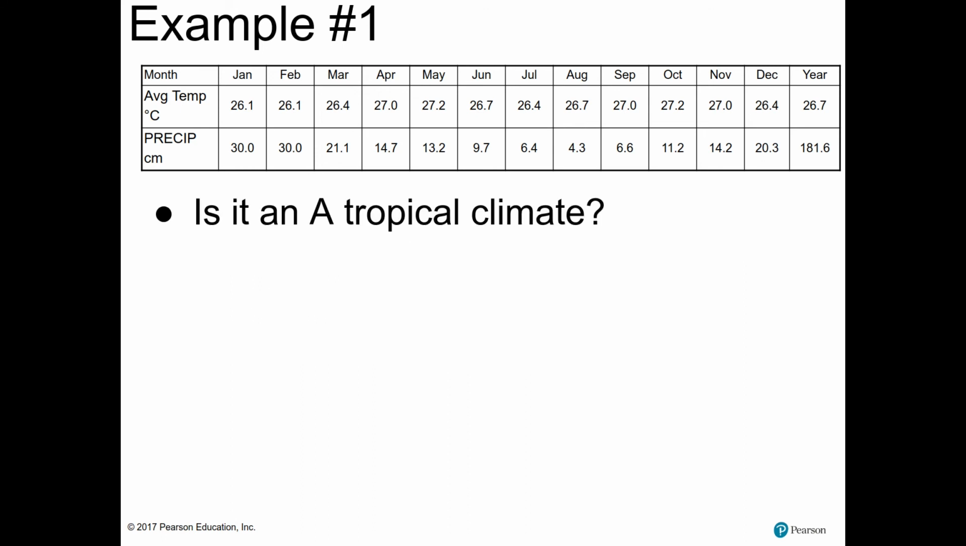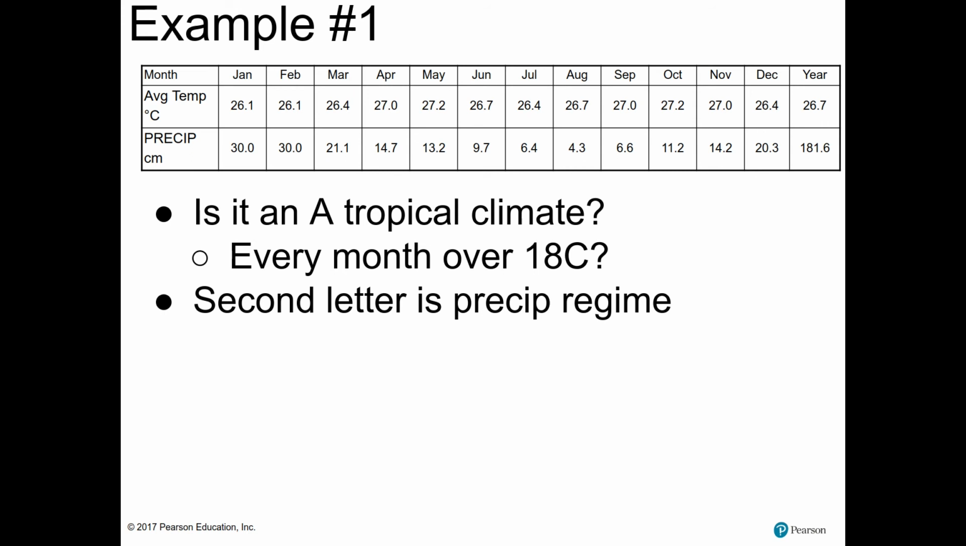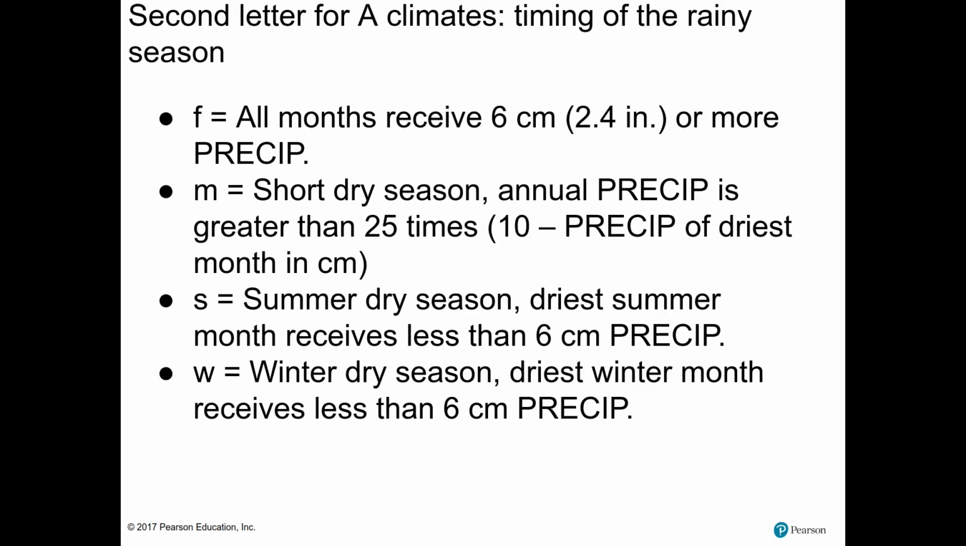Is it an A climate? Is every month over 18 Celsius? Let's see: 26, 26, 27, 27, 26, 26, 27, 27, 27, 26. Yes, every month is over 18 Celsius, so it's an A climate. And the second letter tells us about the precip regime, or rainfall pattern, or timing of the rainy season. So here are our choices. F: are all months getting more than 6 centimeters?